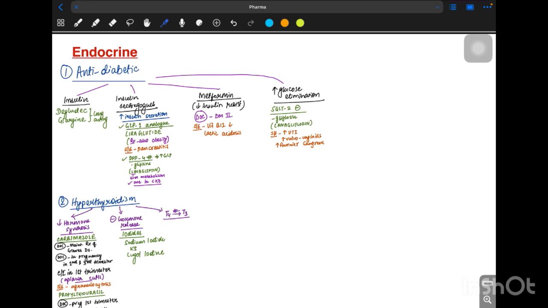Now coming to metformin, it decreases the insulin resistance. It is the drug of choice for type 2 diabetes mellitus, and the side effects are that it causes vitamin B12 deficiency or it causes lactic acidosis.